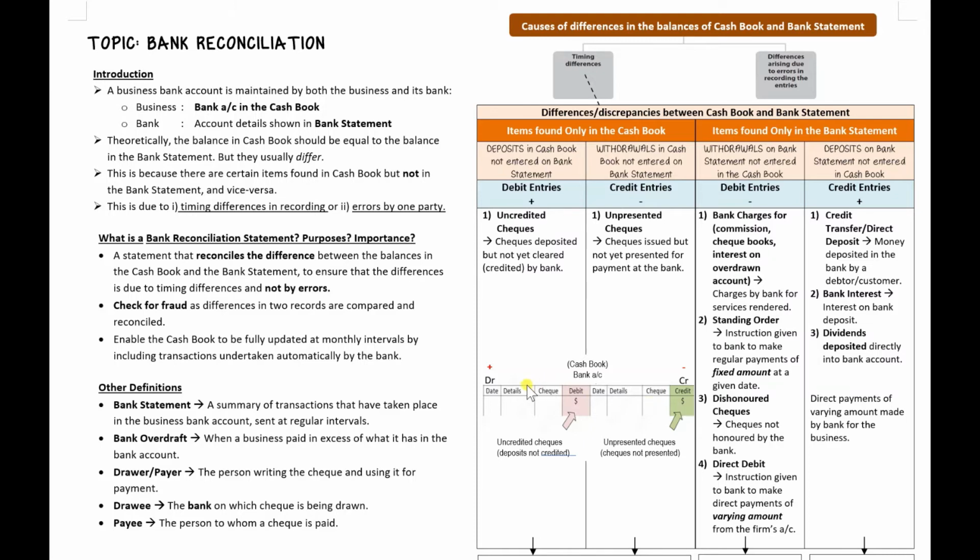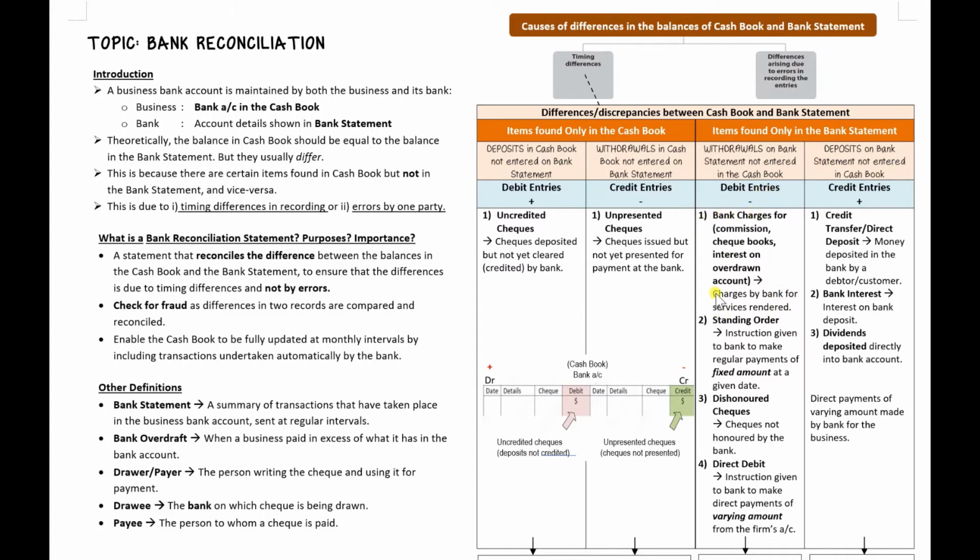So these are the two scenarios for the items found only in the cash book. Now, what are the items found only in the bank statement? As we said already, what is plus for us will be on the credit side for the bank, and what is minus for us, like when we make payments, will be on the debit side for the bank. For example, bank charges are minus in our account, so they will be on the debit side.